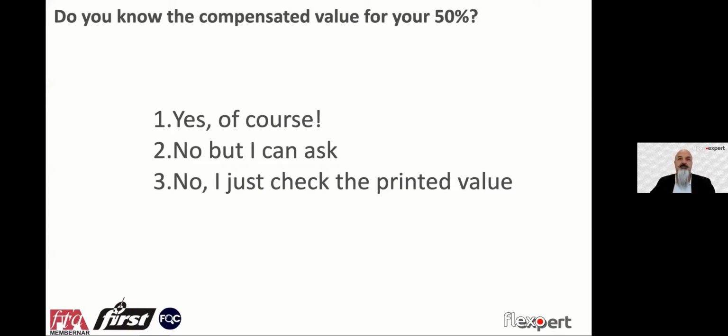Do you know the compensated value for your 50? Yes, of course. That's great. Yes, of course, and funny, it's 50 and 50% results in 68, which is actually the value. You see the percentage of the answer. That is really funny. 68.7.